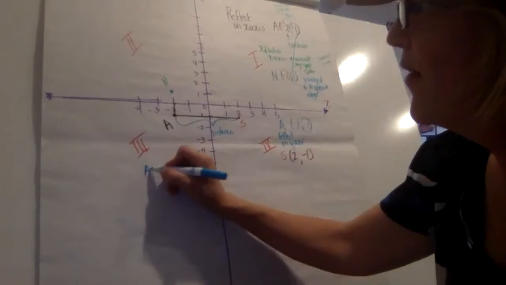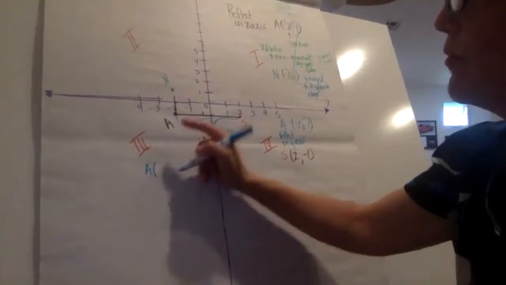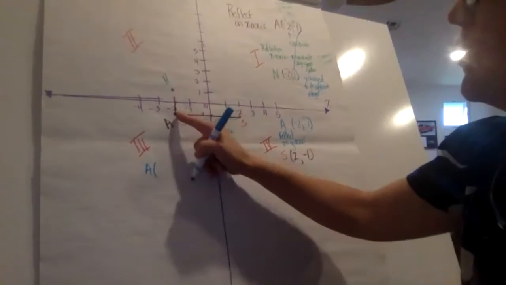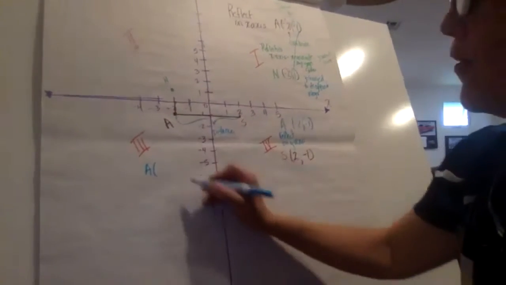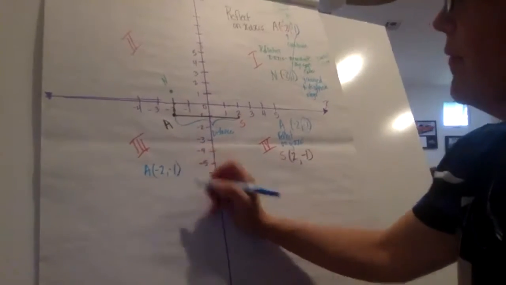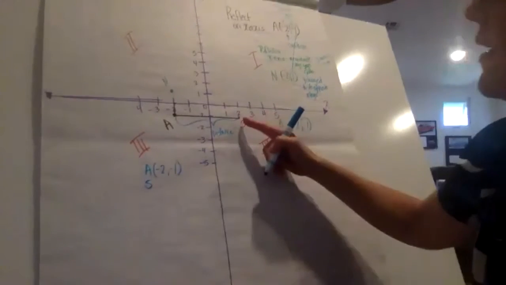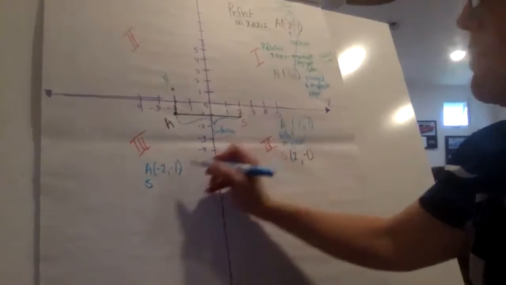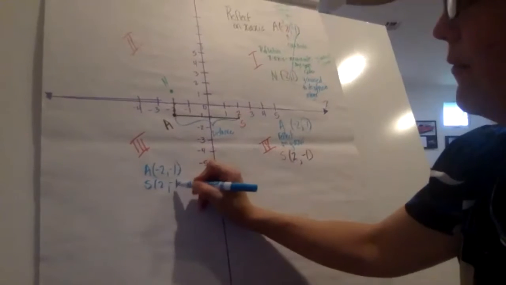So when I want to do the distance, the first thing I do is write the coordinates of A. I touch the X first, that's -2, and then I touch the Y next, which is -1. And then I want to look at the point S. Point S is, I touch X first, that's +2, and I touch Y second, that's -1.